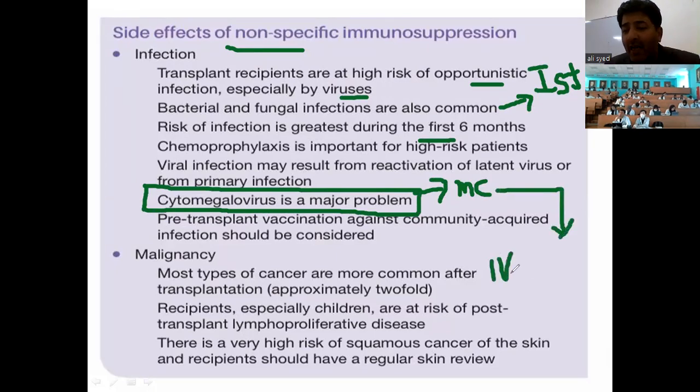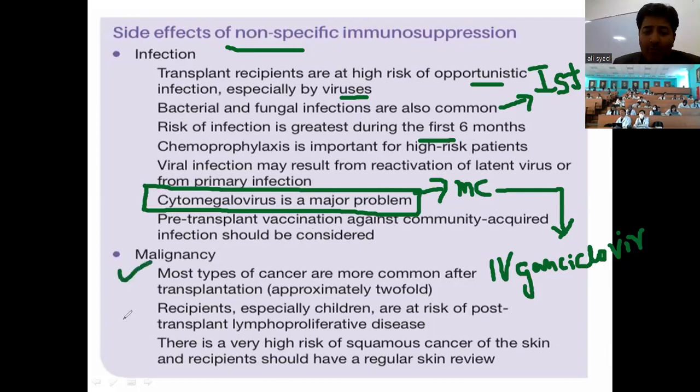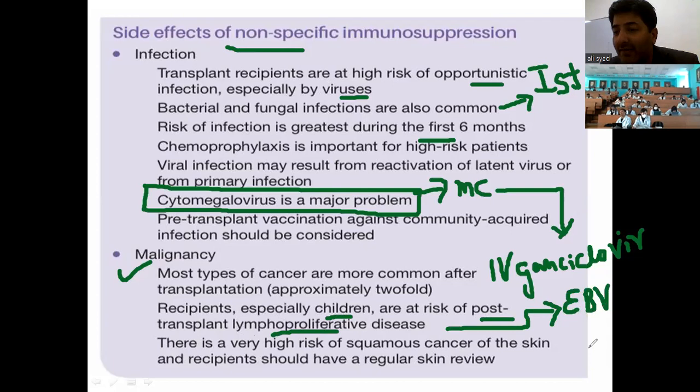And how are you going to cover it? You have to give the patient intravenous ganciclovir for management and prophylaxis of cytomegalovirus infection after organ transplantation. Pre-transplant vaccination must be done to protect the patient from bacterial and fungal infections. Cancers are more common in transplantation, especially in children. You are going to see PTLD. What is PTLD? Post-transplant lymphoproliferative disease, and it is mainly caused by a virus known as Epstein-Barr virus, EBV.